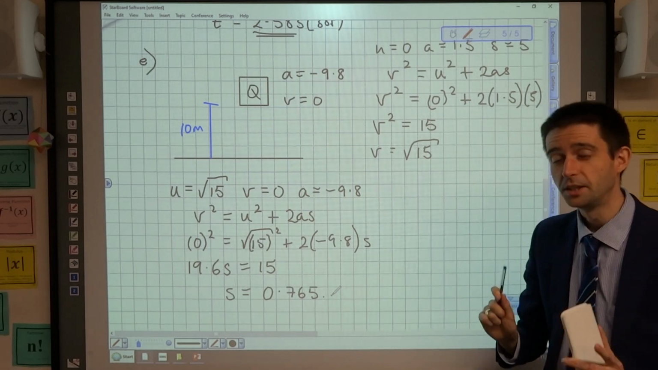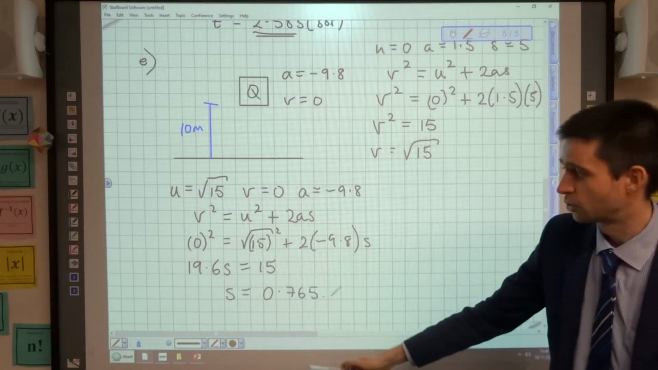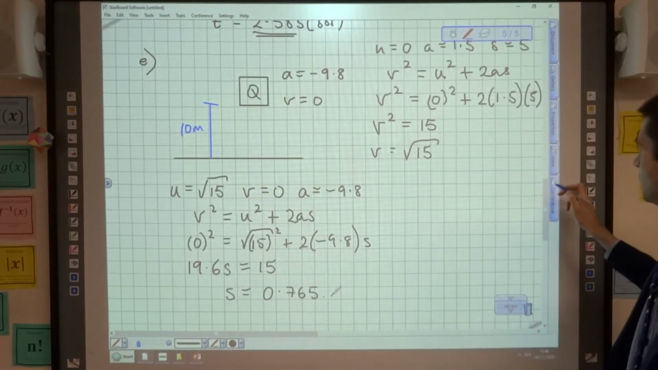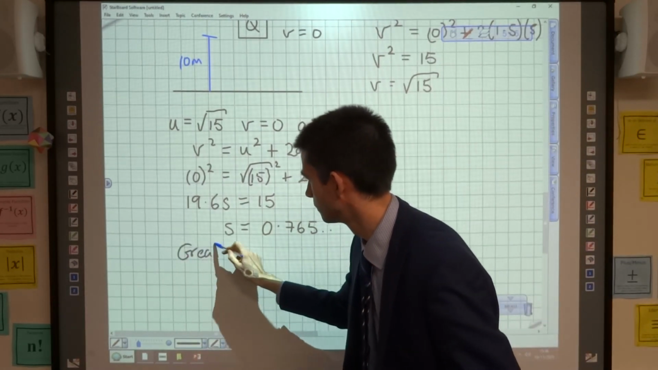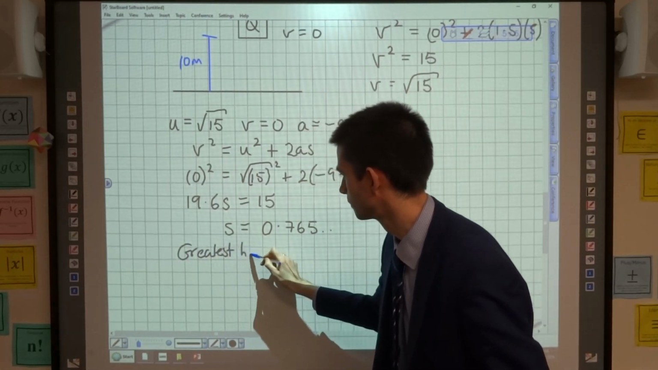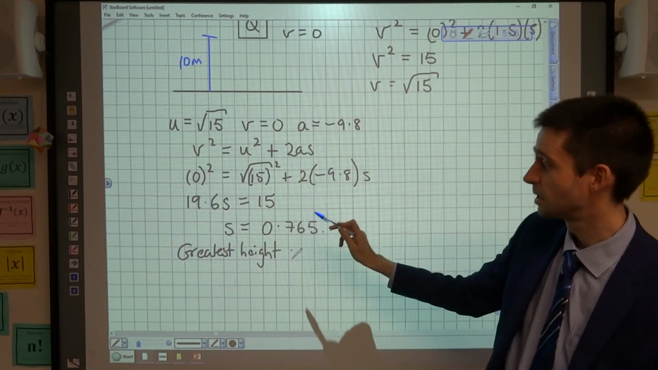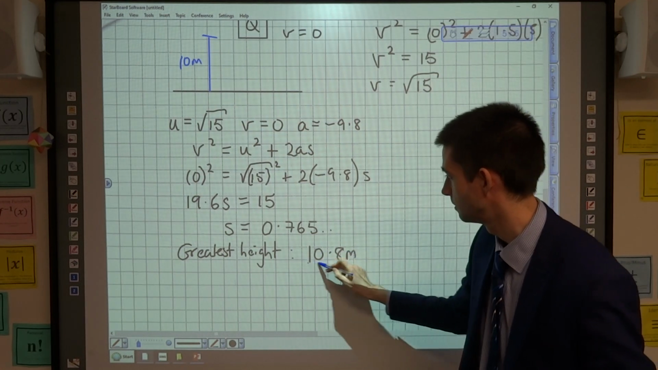Now importantly, the question asked us for the greatest height above the ground. That is the extra that it's done above the 10 metres that it was at when P hit the ground. So the greatest height above the ground is going to be 10 metres plus that, so to 3 significant figures is going to be 10.8 metres.